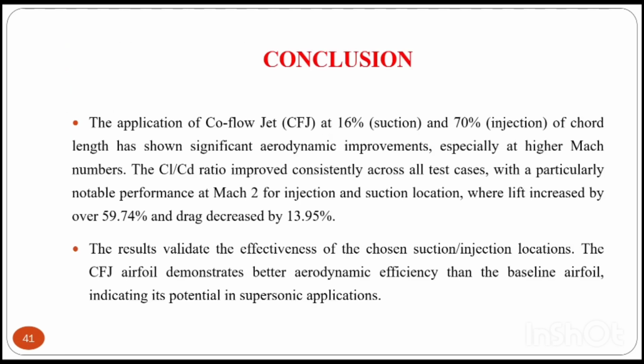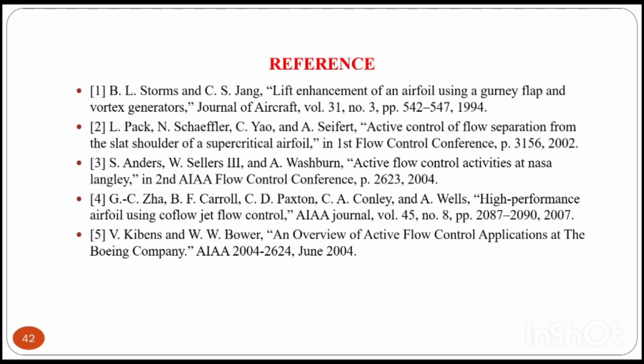In conclusion, the application of a co-flow jet at 16% suction and 70% injection of the chord length has shown significant aerodynamic improvements, especially at higher Mach numbers. The CL by CD ratio improved consistently across all test cases, with particularly notable performance at Mach 2 for the changed injection and suction location, where lift increased by over 59.74% and drag decreased by 13.95%. The results validated the effectiveness of the chosen suction and injection locations. The CFJ airfoil demonstrated better aerodynamic efficiency than the baseline airfoil, indicating its potential in supersonic applications. This is the reference. Thank you.